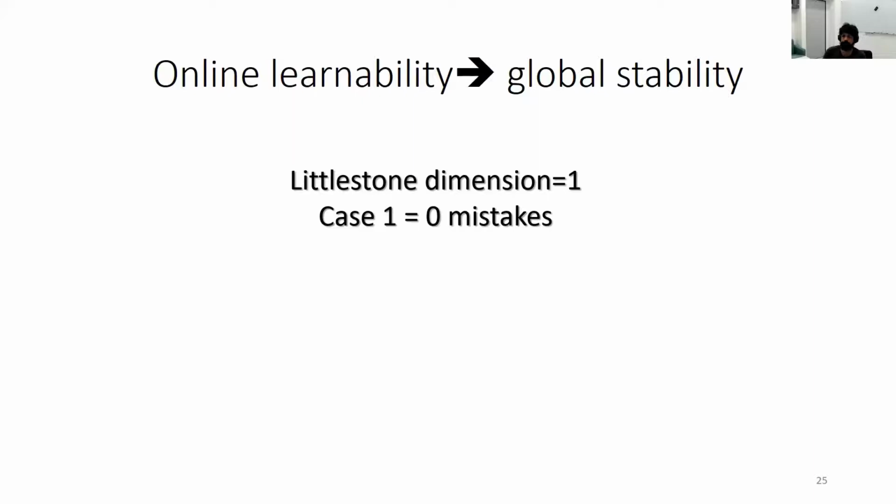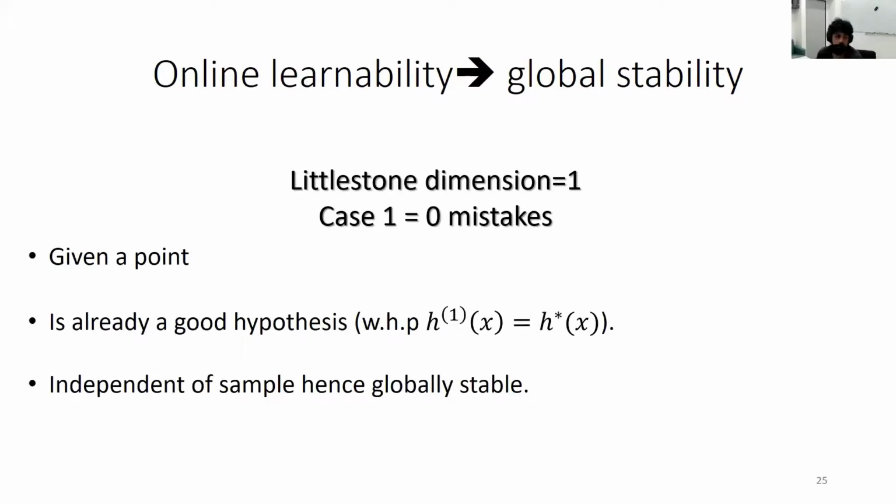For the first case, we can simply take the prediction made by the online learner on the first sample, because it is unlikely that it's going to make a mistake, as that's basically the assumption. So obviously it's not going to make a mistake on the first sample. So this hypothesis is already good, and it is independent of the sample. It doesn't depend on the sample anymore, hence it's going to be globally stable.